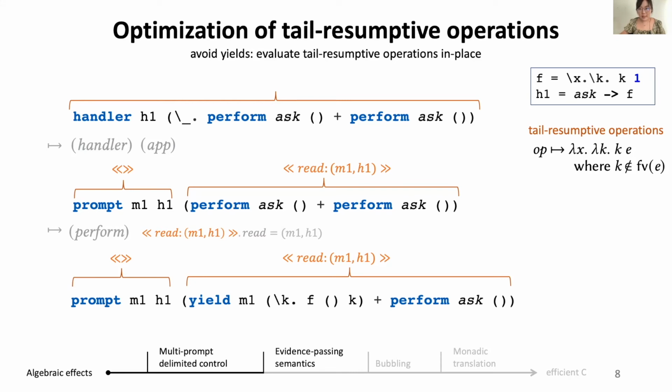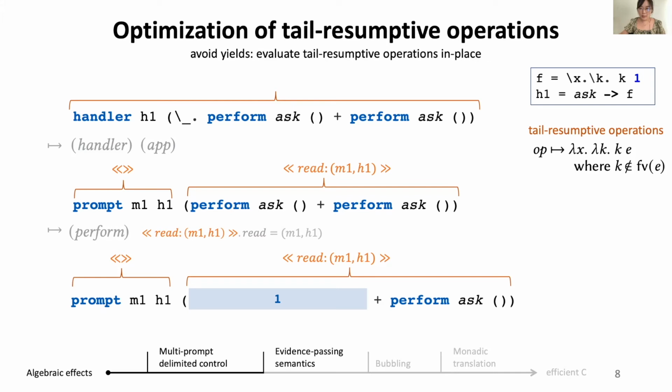In this case, since we can get H1 from the evidence vector, we can replace this yield M1 with the tail resumptive body, in this case 1. We will do the same for the second perform, so we will be able to evaluate the whole expression without even doing any yields.